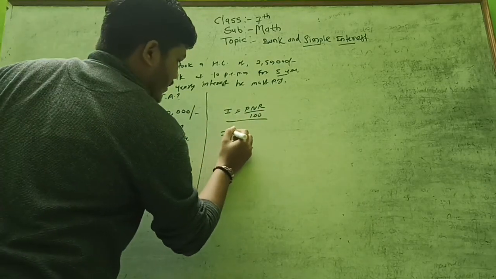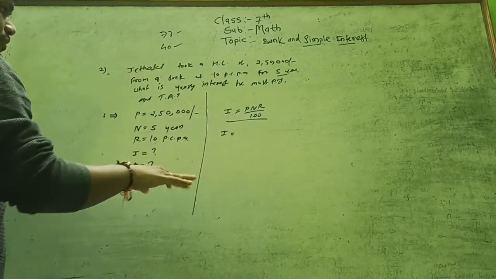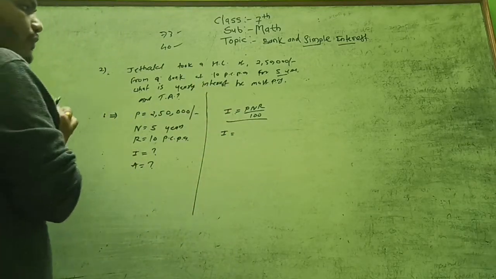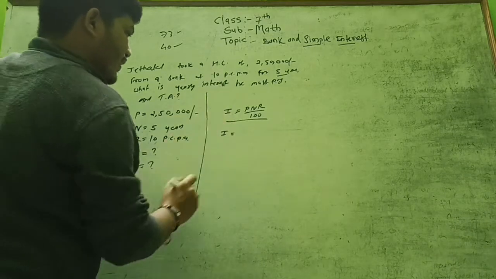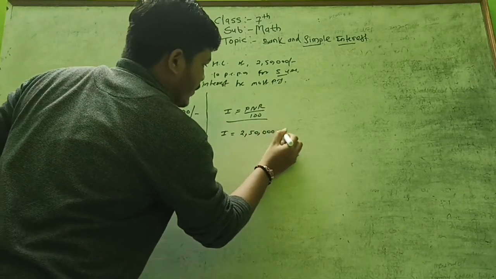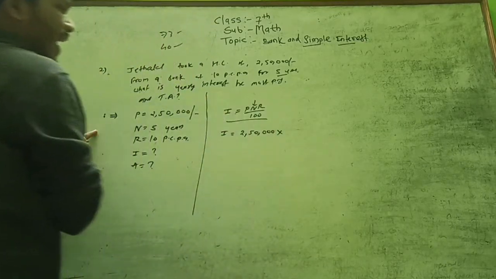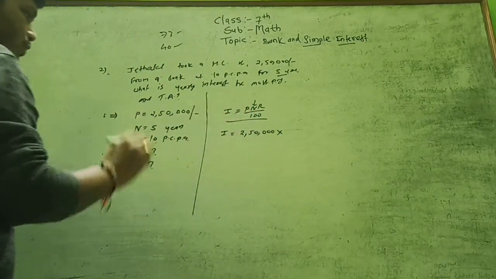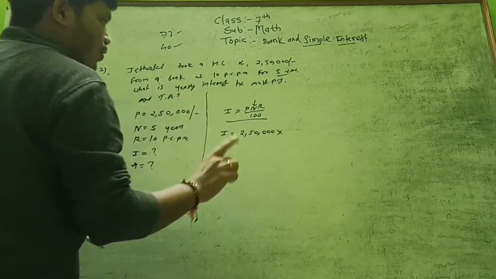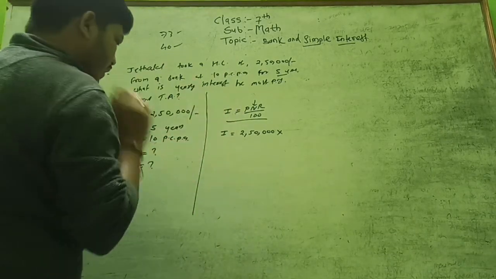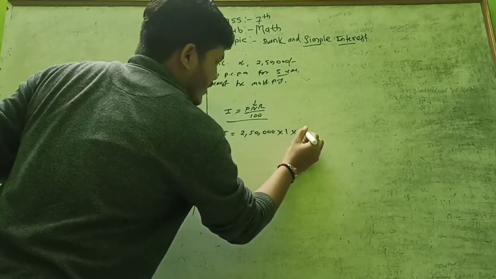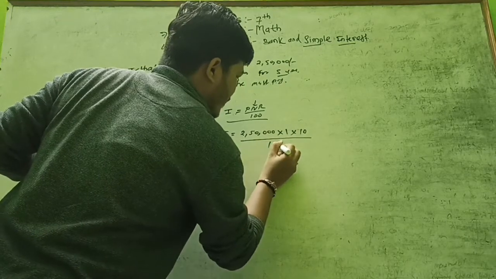So we have to find out the interest. Here in the problem we are asked for the yearly interest, so we have to find out the interest for a single year. Principal is 2,50,000 multiplied by, so what should we take at the place of the year? Just remember that we are asked for the yearly interest, so we should take n as 1, and rate of interest is 10% per annum divided by 100.